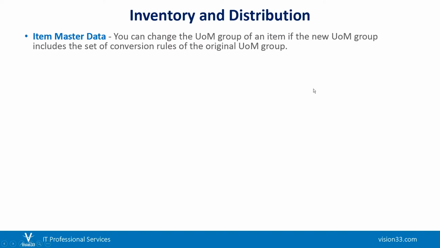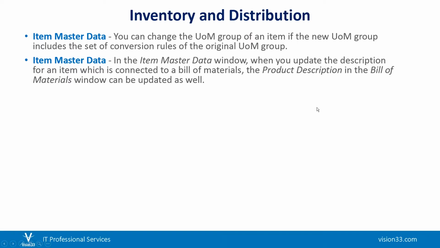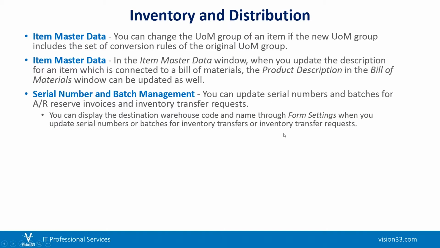Under inventory and distribution, with item master data, you can change the unit of measure group of an item if the new unit of measure group includes the set of conversion rules of the original unit of measure group. So as long as it's set up, right, you can change the unit of measure much more conveniently. In the item master data window, when you update the description for an item, which is connected to a bill of materials, the product description in the bill of materials window can now be updated as well. So you don't have to do it twice.